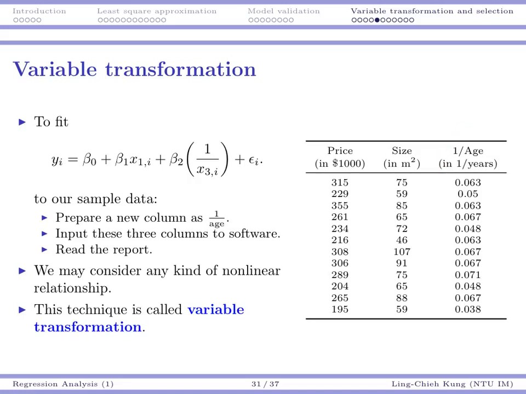Once we do that, then we get the report, and then we can see whether this is good or not. In general, we may consider any kind of nonlinear relationship. It does not need to be this one. For example, you may even want to try, how about 1 over x3 squared? There are all kinds of things that you may try if you have a reason. But that means you can try any kind of nonlinear relationship. This technique is called variable transformation. You have some existing variables, you transform them to new variables, and use new variables as predictors.